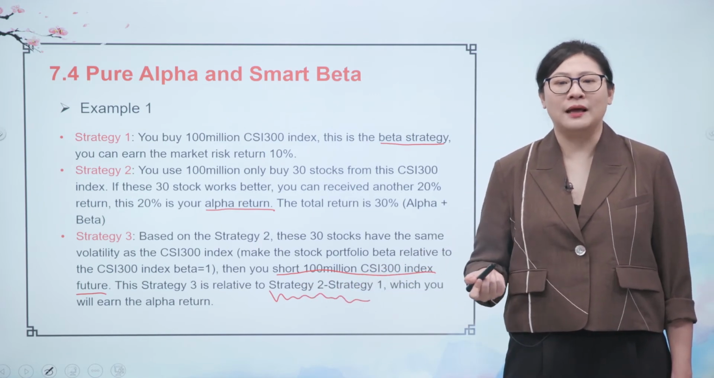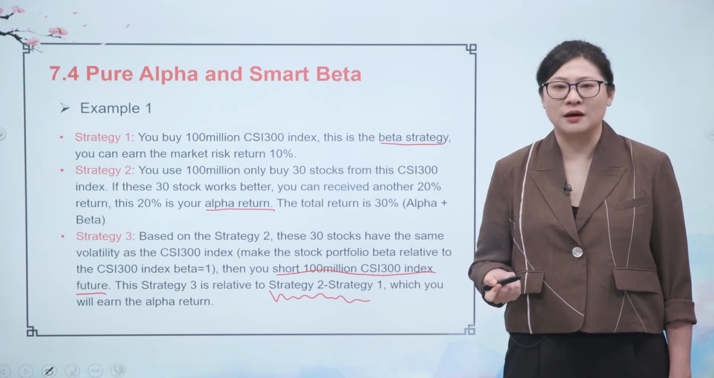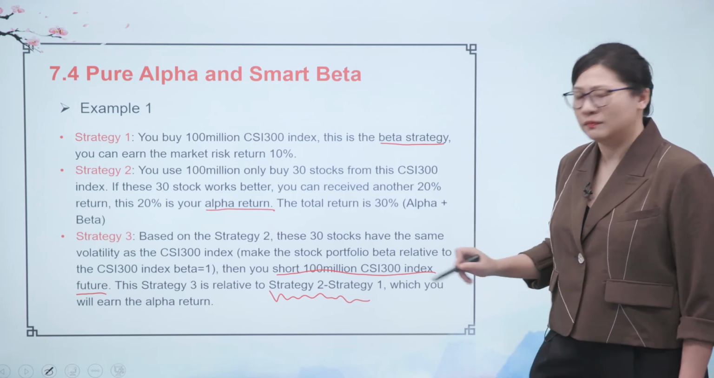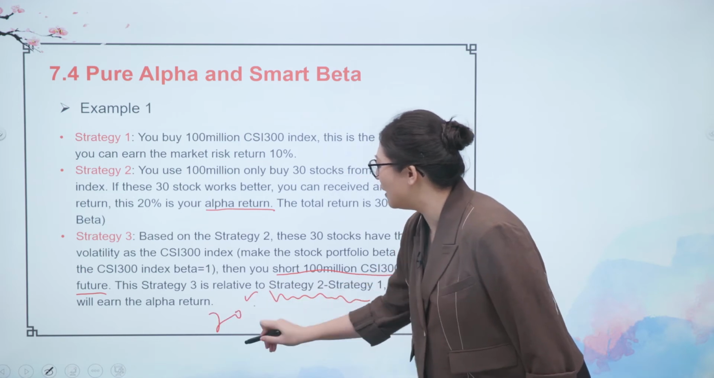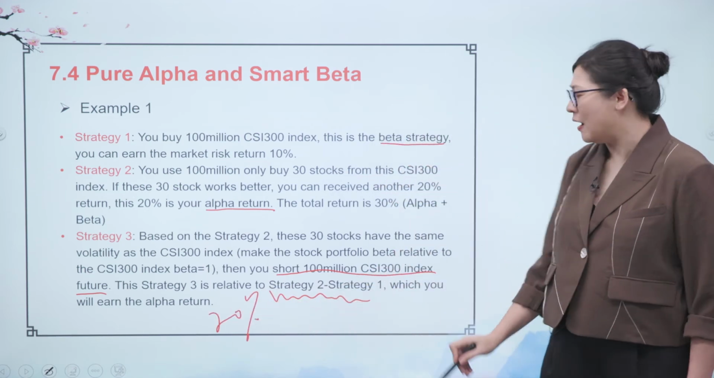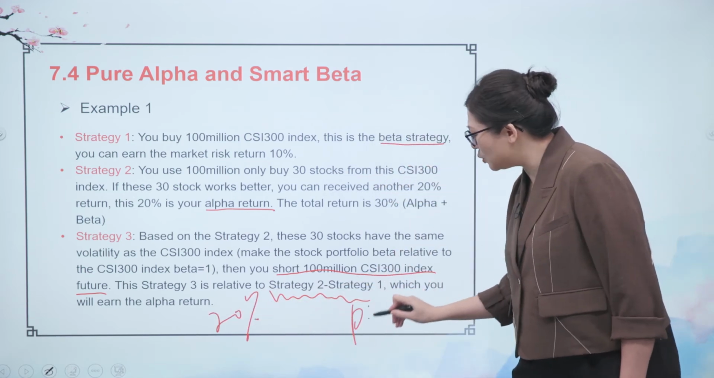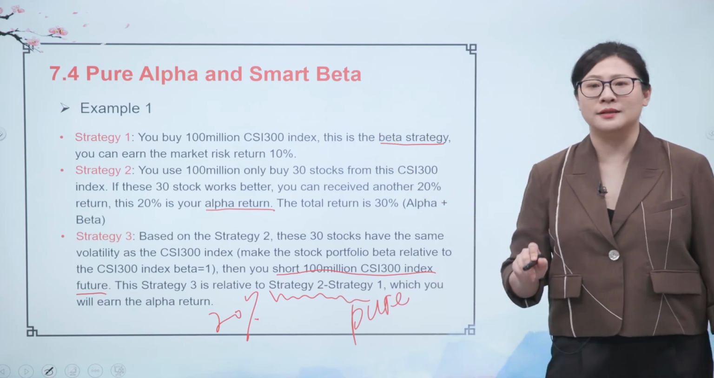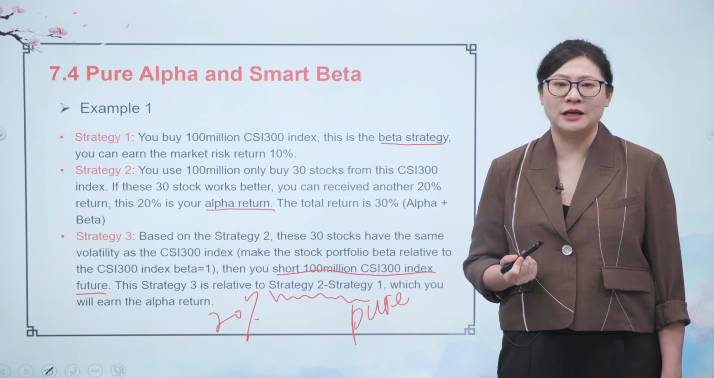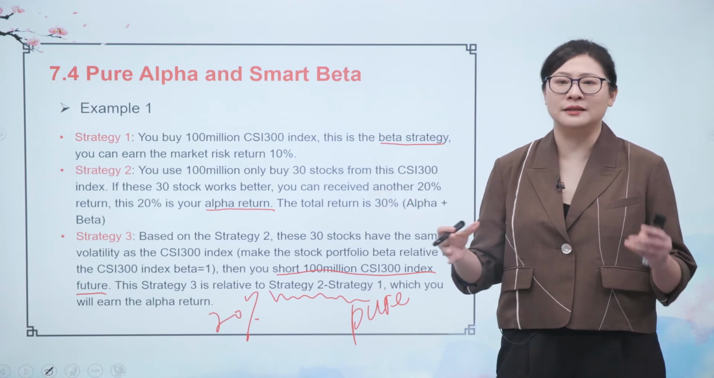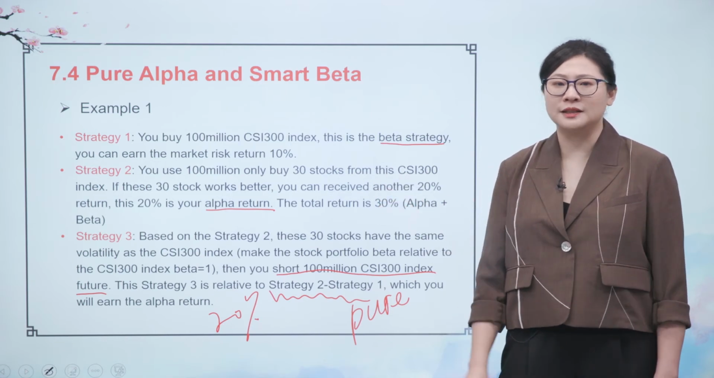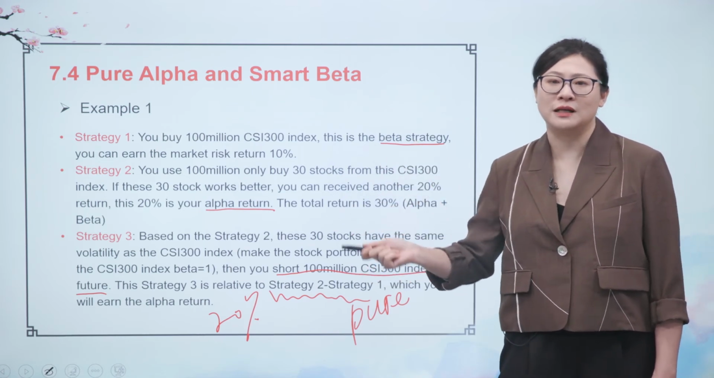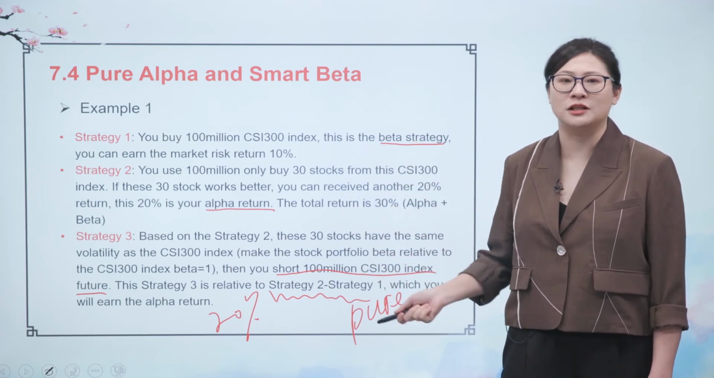So finally, you will earn the alpha return, the pure alpha return, only the 20%. The pure alpha. So strategy 3 is your pure alpha, and strategy 1 is your beta strategy, and strategy 2 is the total one. So that's the example to show you what the difference is in real investment. Those are the different strategies for you.